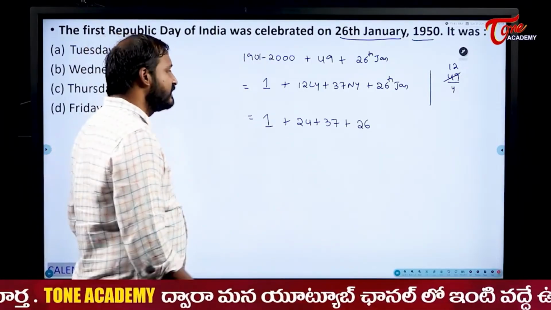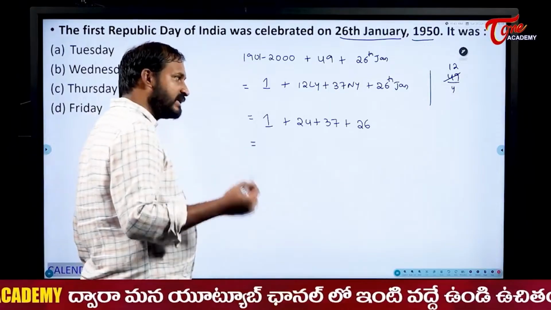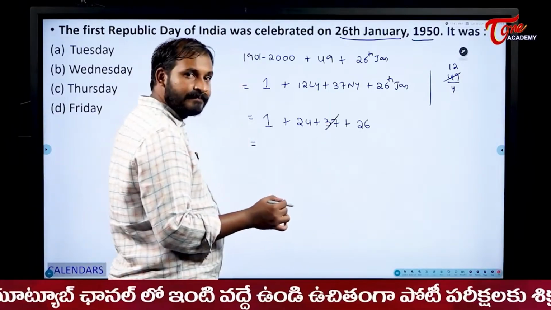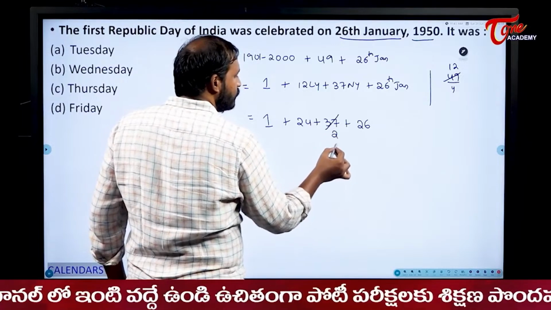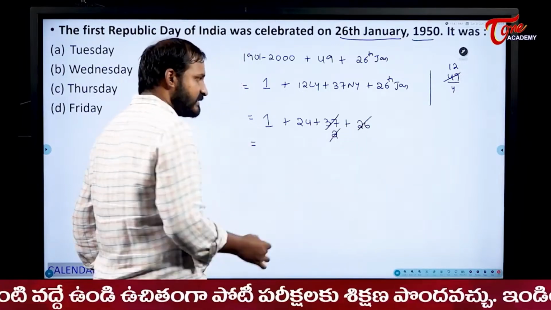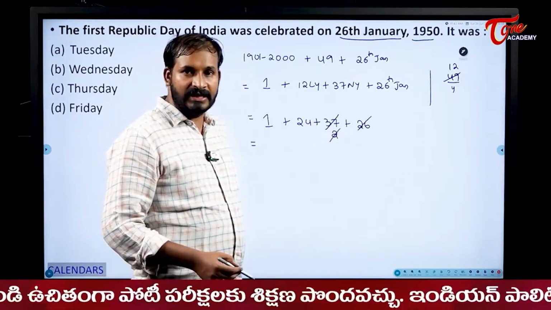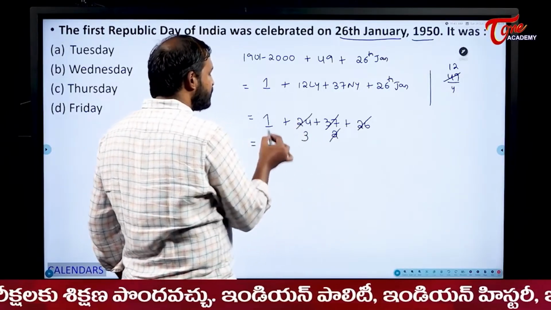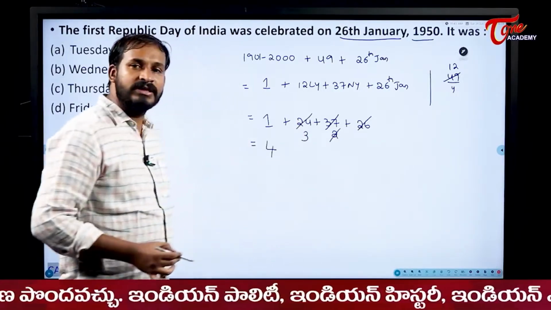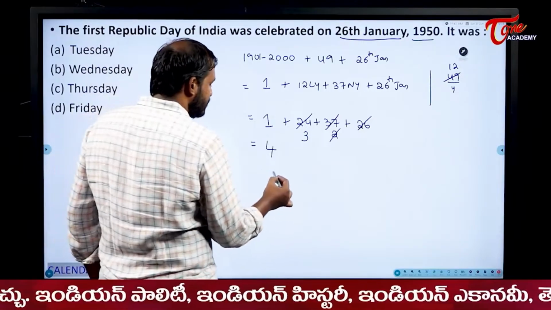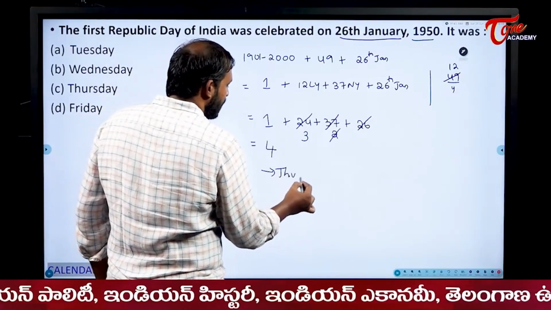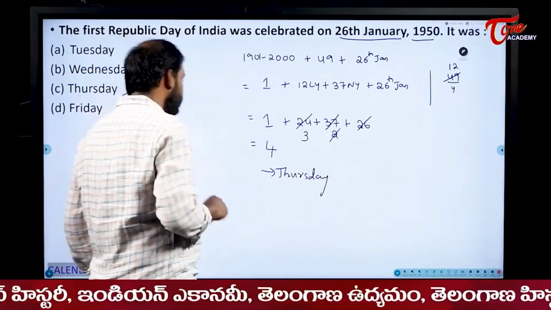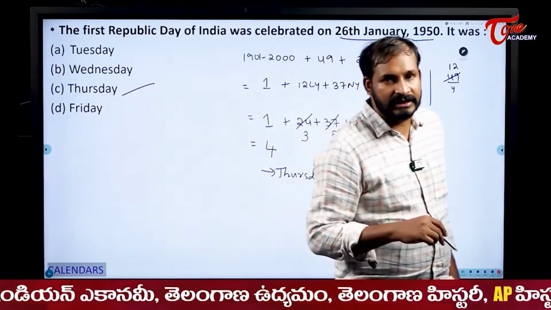Now see here, it is up to you, you can cancel the 7 sums or do anything. Now 37 means 7 fives are 35, I will be left with 2. 2 plus 26, 28, right? The 7 multiple is cancelled. Now in 24, I will be left with 3. 3 plus 1, what is it? 4. 4 means what? 4 is Thursday. So that means we celebrated our first Republic Day on Thursday.